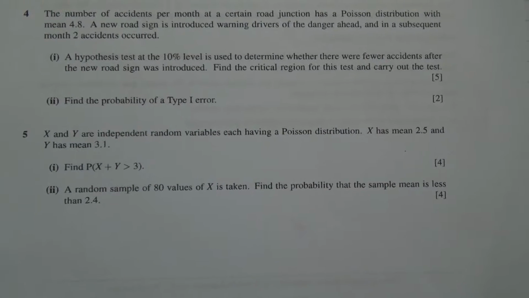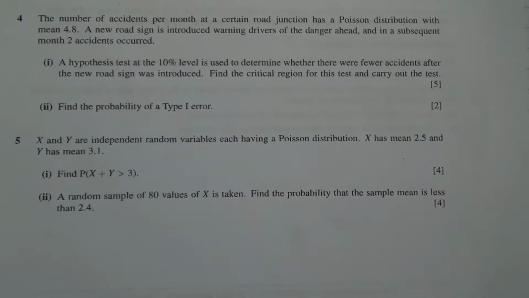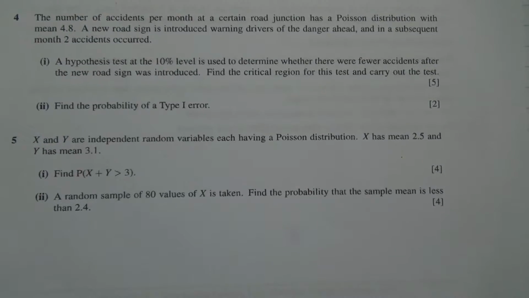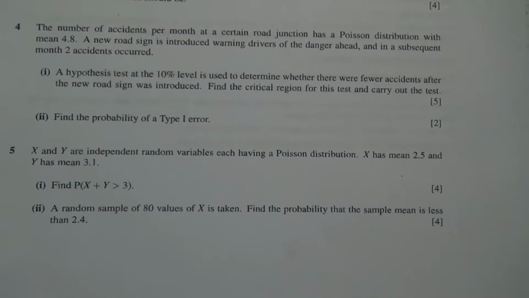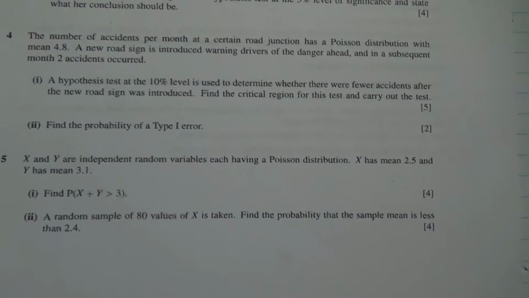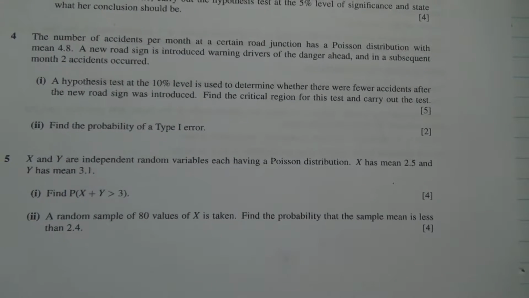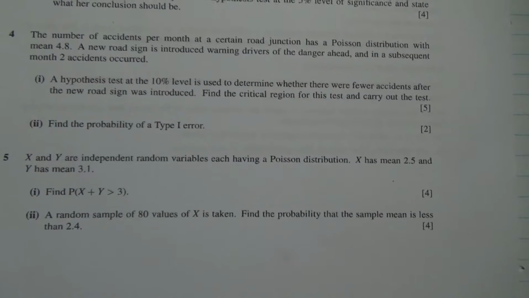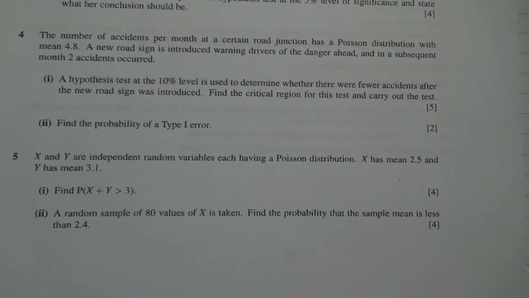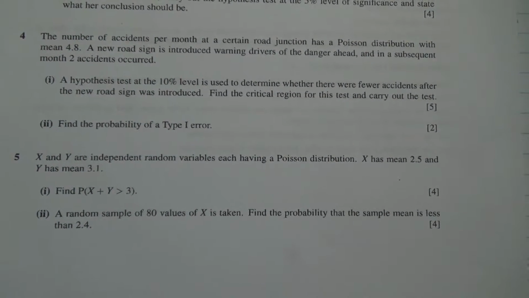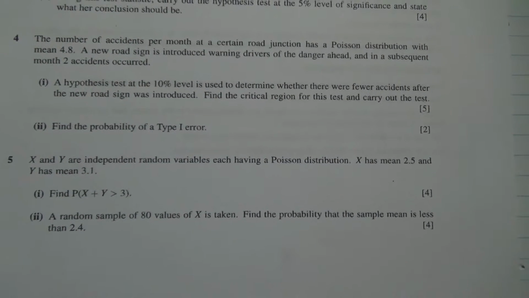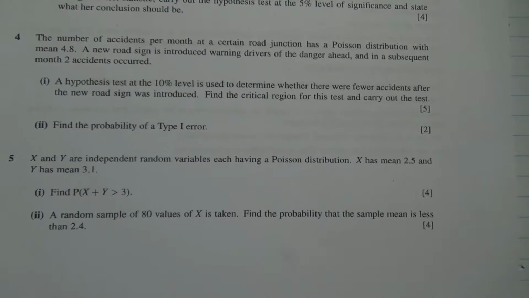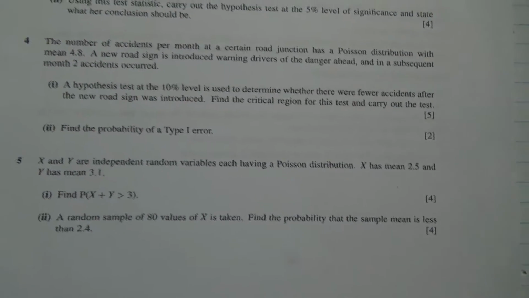Hi, question number 5 taken from October 2002, Advanced Level Maths HSC S2. X and Y are independent random variables, each having a Poisson distribution. X has mean 2.5 and Y has mean 3.1. First part, we need to find the probability that X plus Y is greater than 3, and for the second part, a random sample of 80 values of X is taken, and for that one, find the probability that the sample mean is less than 2.4.